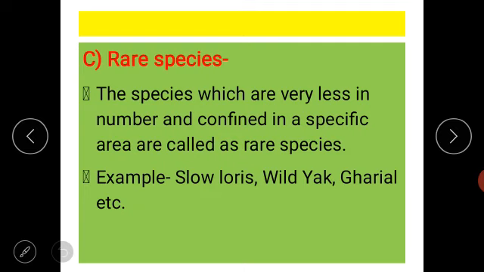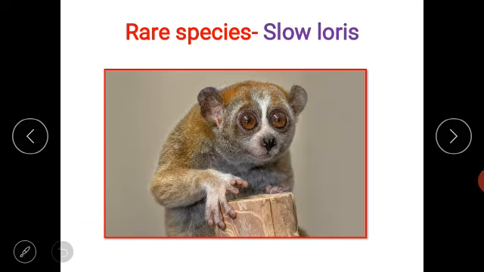Rare species. The species which are very less in number and confined to a specific area are called rare species. Rare species means the species which is present in a very small number, and it is only found in a specific geographical location. Only in that geographical location that type of organism is found, and nowhere else on the earth. This is called rare species. Some examples are slow loris, wild yak, gharial, etc. You can see the picture of slow loris. This is a rare species.